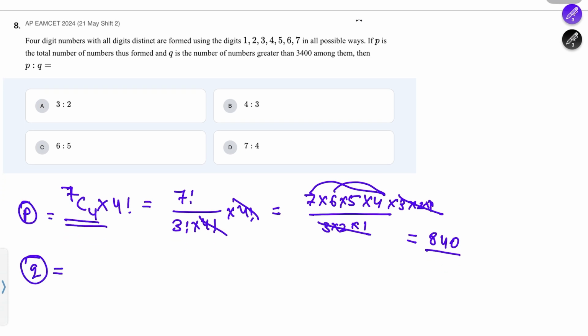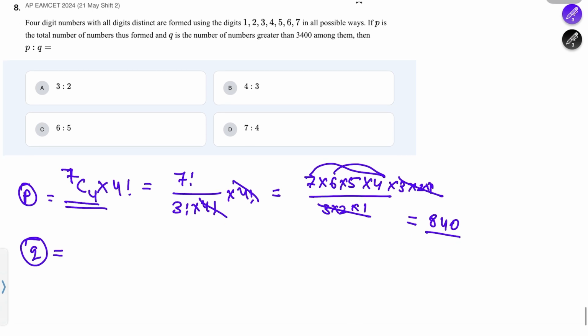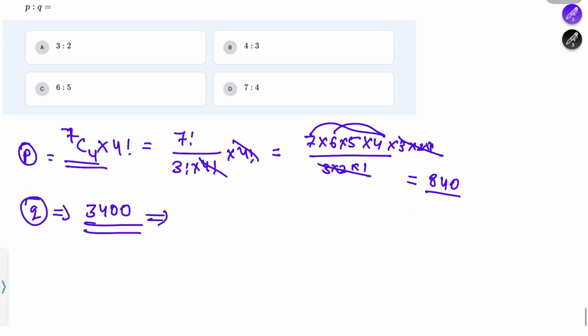How to arrange the Q part? The Q part is given the condition, greater than 3400. Okay, how to arrange the greater than 340? So starting firstly, starting is only 3 and 4, starting in two digits, the 3 4.